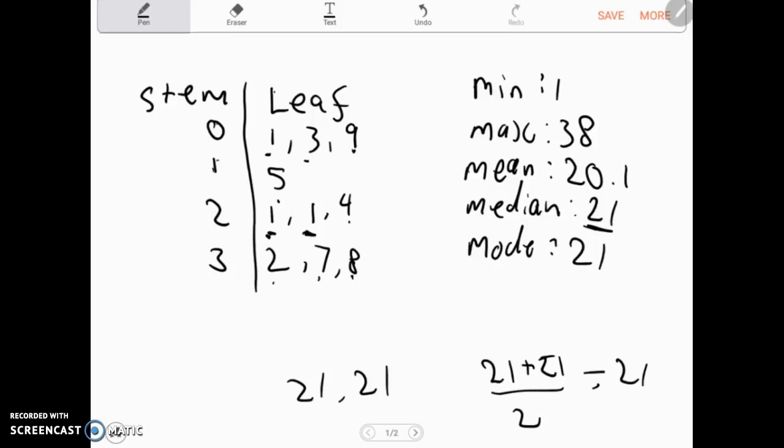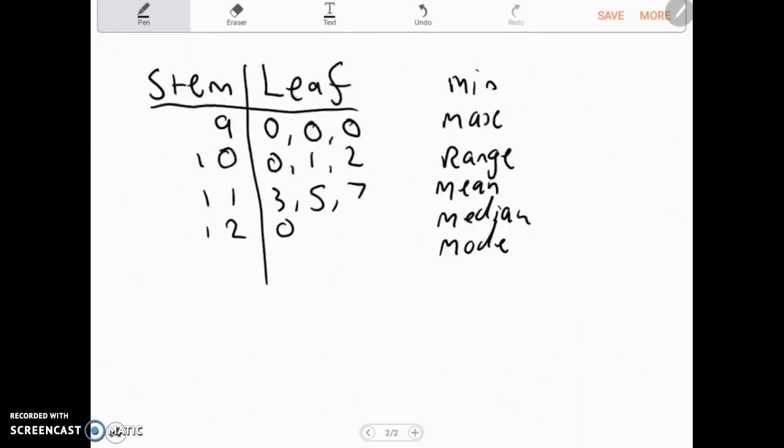Easy. So, here's another one. Again, we can find the min, max, range, mean, median, and mode. Range is one that I'm just mentioning because I've heard a couple of people mention it so far. The range is the difference between the minimum and the maximum. In this case, our stem, as always, is the tens column, and our leaf is the ones column. But we've got 9, 10, 11, 12. Well, that means that these are 90, 90, 90, 100, 101, 102, 113, 115, 117, 120.